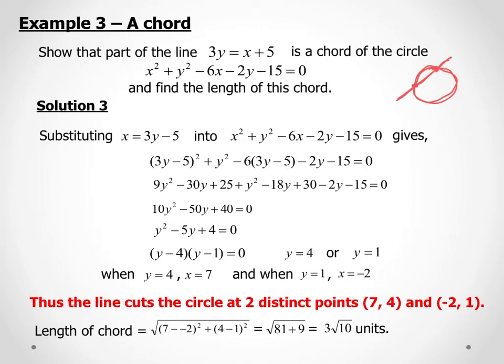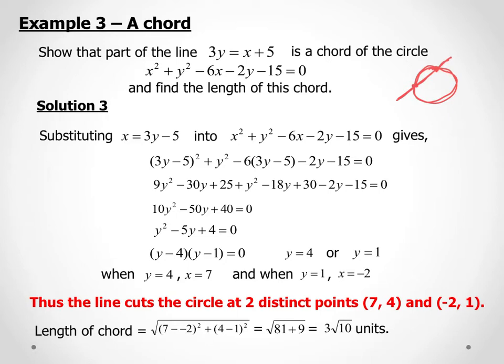minus 2y minus 15. When we multiply that all out and put it together and simplify it, we get 10y squared minus 50y plus 40 is 0. And as you can see, every single term there is divisible by 10, including 0. So y squared minus 5y plus 4 is equal to 0. And that does factorize as (y minus 4)(y minus 1) equals 0. And so we can see that y equals 4 or y equals 1.